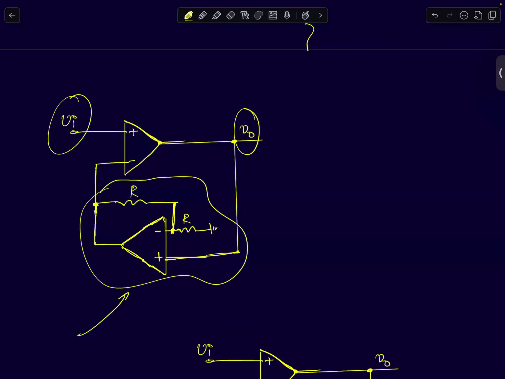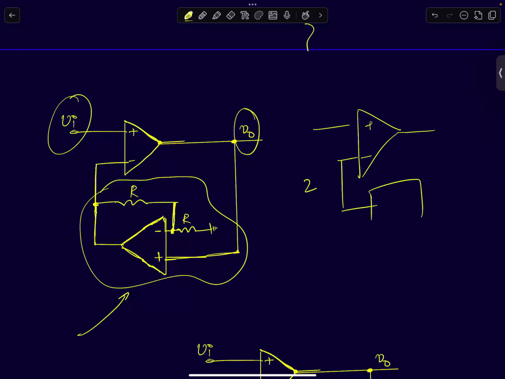What is the gain of this non-inverting amplifier? 2, right? The gain of this non-inverting amplifier is just 2. 1 plus R2 by R1, R and R are the same, so it's just 2. So now you have a situation like this. You have a forward path amplifier with a gain of infinity and a feedback path gain of 2. So now tell me what will be the closed loop gain for this circuit.